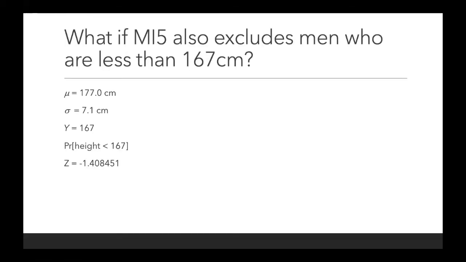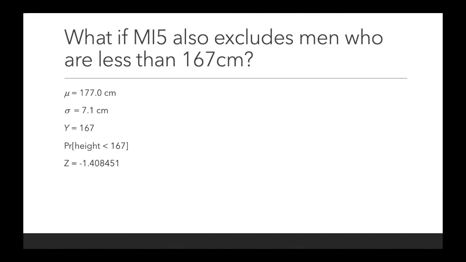Now, what if MI5 also excluded men who were too short? Let's say they imposed another threshold, a lower threshold of 167 centimeters. So in this case, we could calculate what proportion of British men would be excluded from joining MI5 because their height was less than this threshold of 167 centimeters.